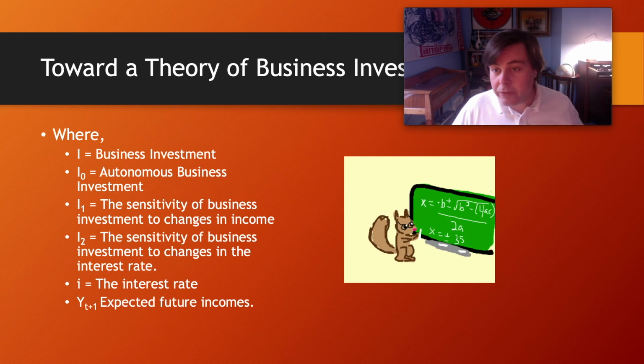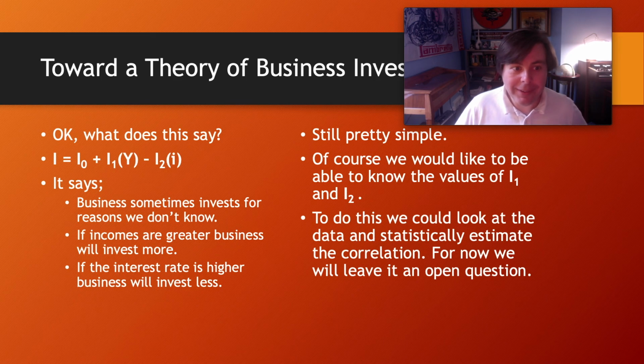So here's our list of variables, as well as an explanation of business investment on the previous slide. Probably should pause this and write those down. Okay, and here's what that says, right? Now we've got a theory of business investment, or maybe better stated, a hypothesis of business investment, because we haven't tested it yet. It says this: businesses sometimes invest for reasons that we don't know, I0, exogenous factors, right? If incomes are greater, businesses will invest more. If interest rates are higher, businesses will invest less.